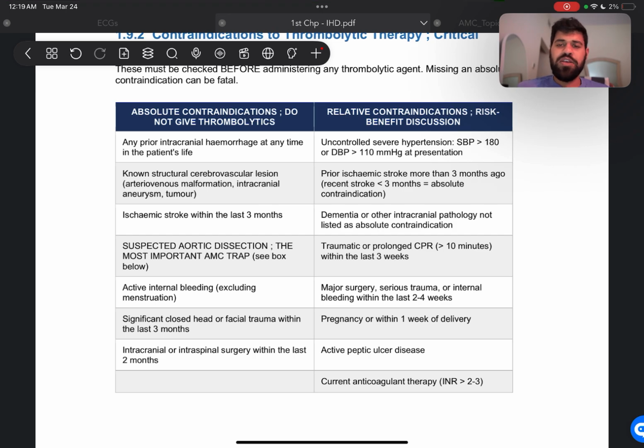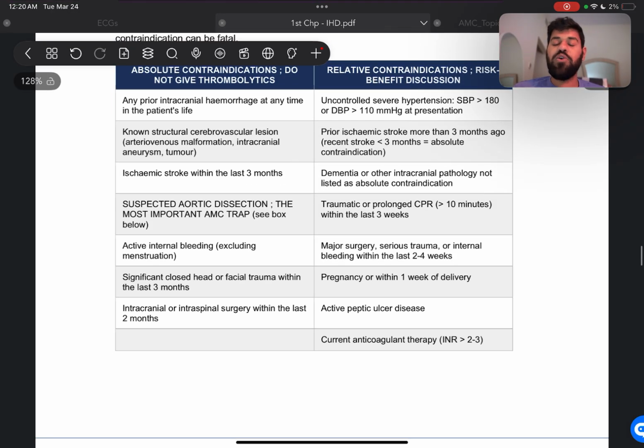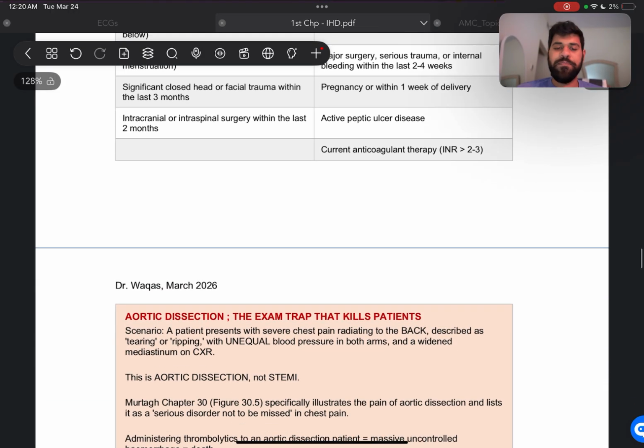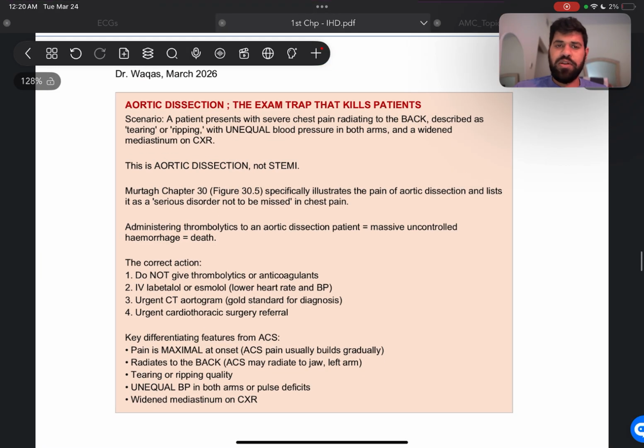All right, so if there's uncontrolled severe hypertension, prior ischemic strokes, dementia, traumatic or prolonged CPR, or major surgery in the last 2 to 4 weeks, pregnancy or within 1 week of delivery, or they had active peptic ulcer disease, or they are already on current anticoagulant therapy. All right, so important point, you can go over this as well while you're reading this table, but it is: when do you give it, when do you not give it.